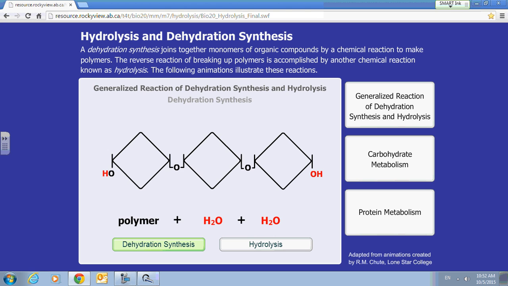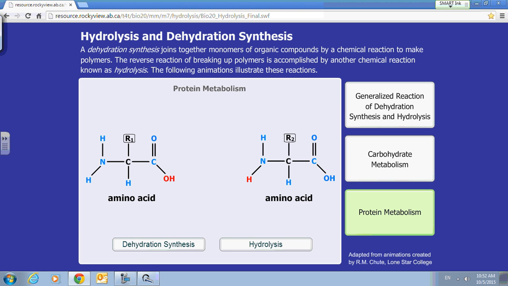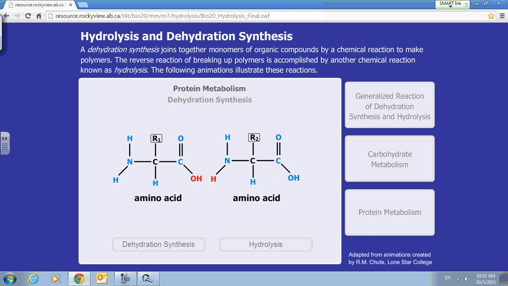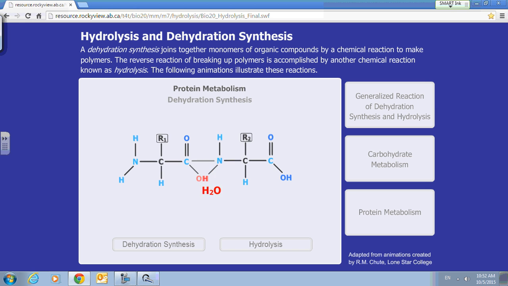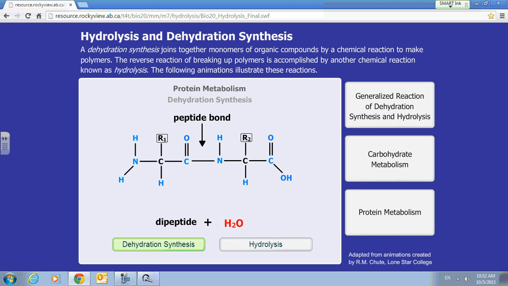If we want to give a more specific example, say our cells need to build a protein. The cells of your pancreas need to build insulin to control your blood sugar. This is how, in layman's terms, it works. Amino acids are joined together, or put together, as water comes out. And that process repeats over and over and over again. The amino acid monomers get put together to build a protein.